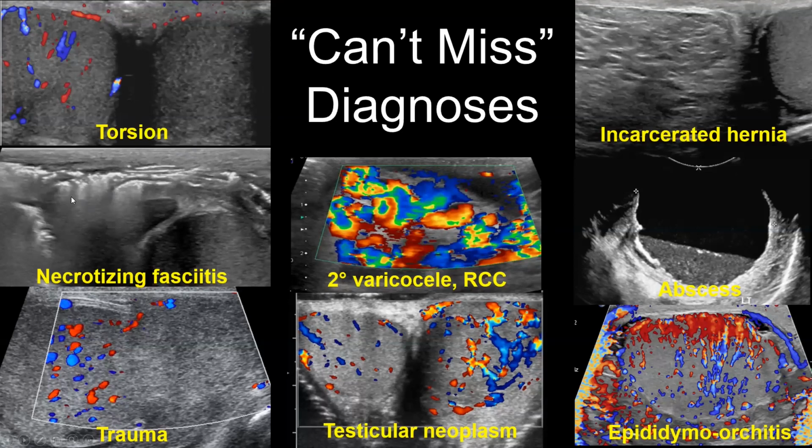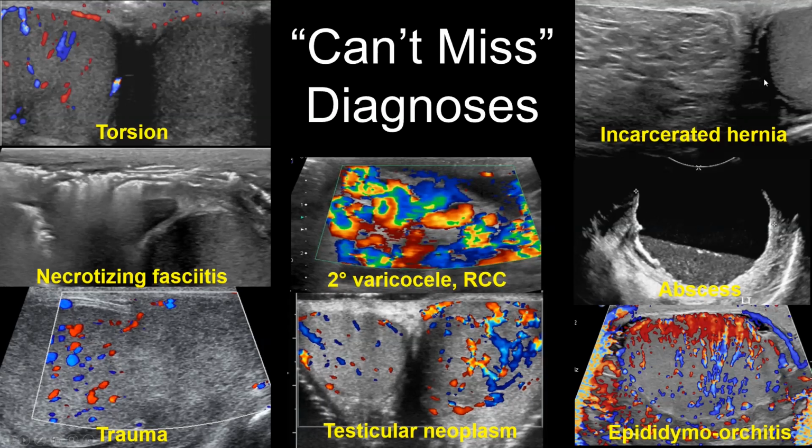Necrotizing fasciitis really progresses very quickly. Again, it is very urgent to get the urologist involved. Trauma, and here's our tunica that's completely disrupted. Again, we're looking for tunica disruption. We're looking for testicular irregularity. These patients then would go to the OR.